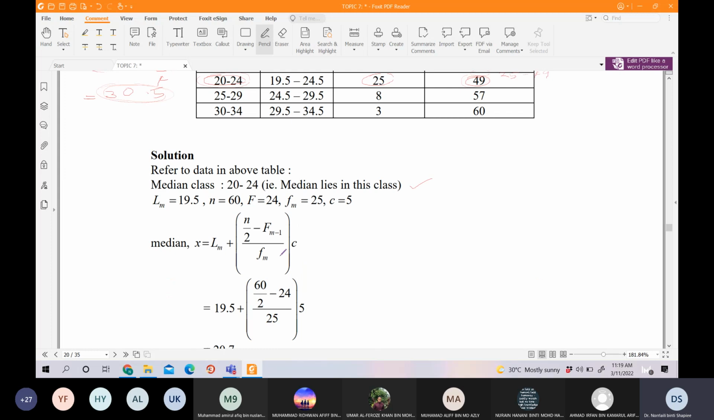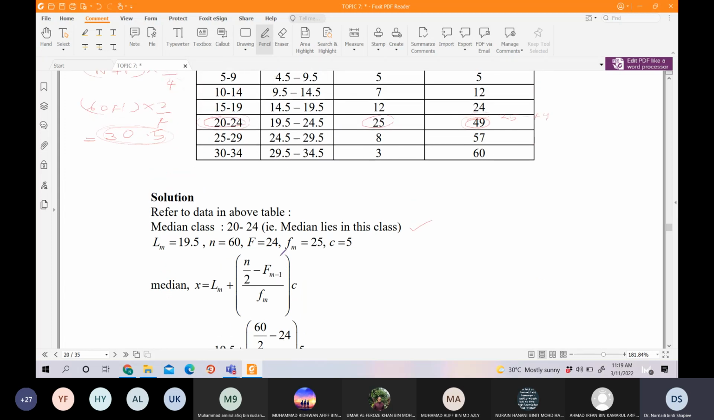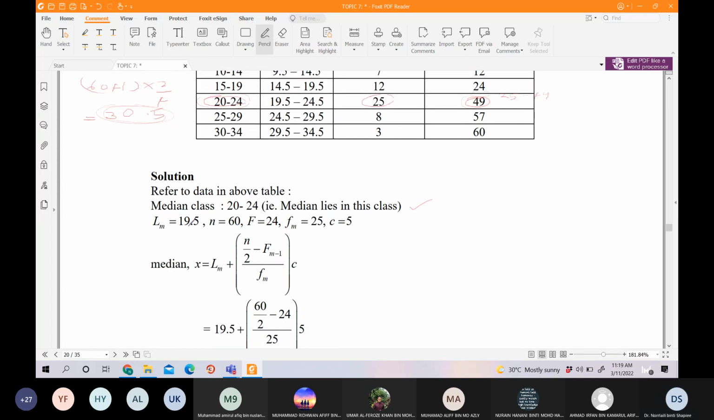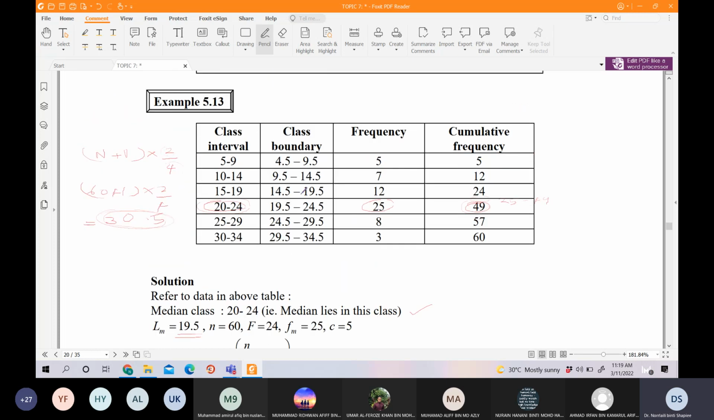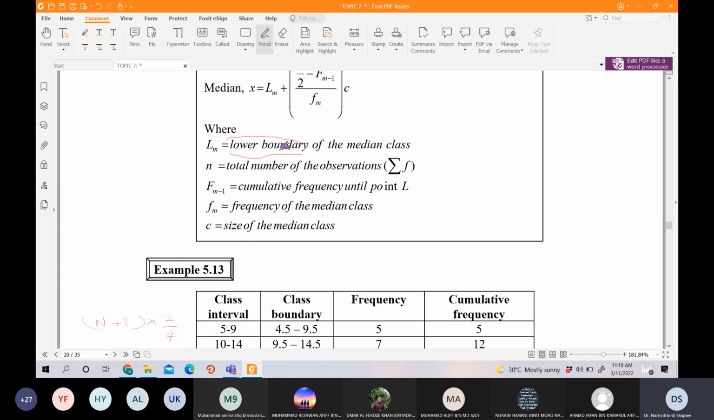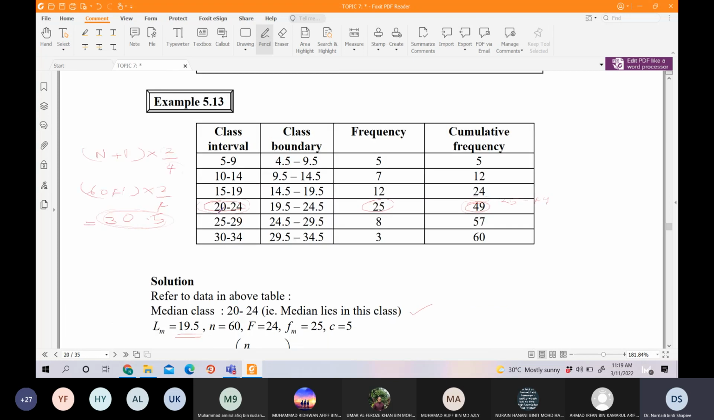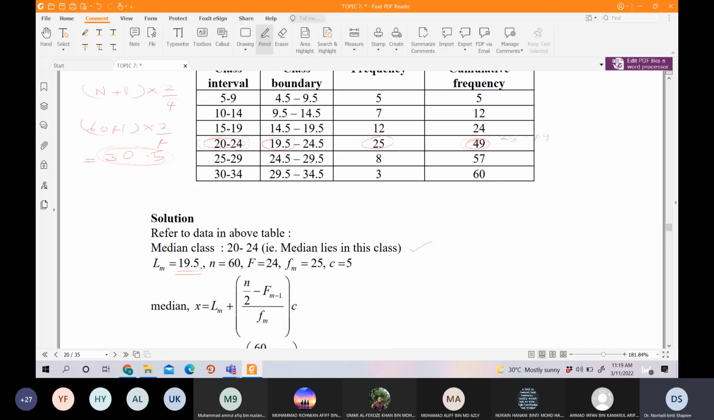So LM 19.5. 19.5 ni maksudnya apa? LM ni refer kepada lower boundary of the median class. So we already know this is our median class. So lower boundary dia adalah mana? 19.5. So this is our lower boundary of the median class. N is equal to 60. So N ni sama dengan total frequency, which is 60.